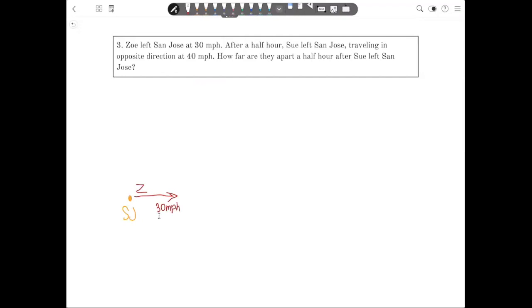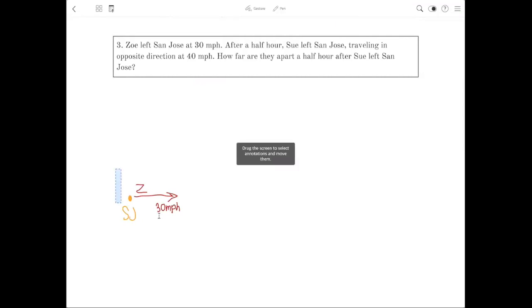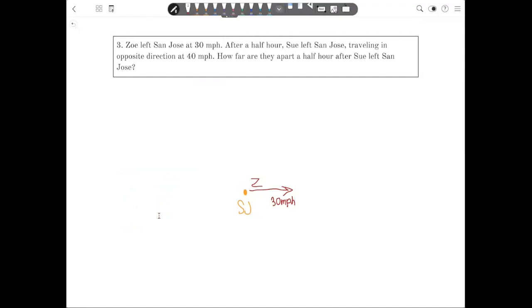And after half an hour, Sue left from San Jose, traveling in the opposite direction. So I should probably move this. So Sue is going to go from here, in the opposite direction, at 40 miles per hour. Sue's the blue one. This is Sue. This is Zoe.